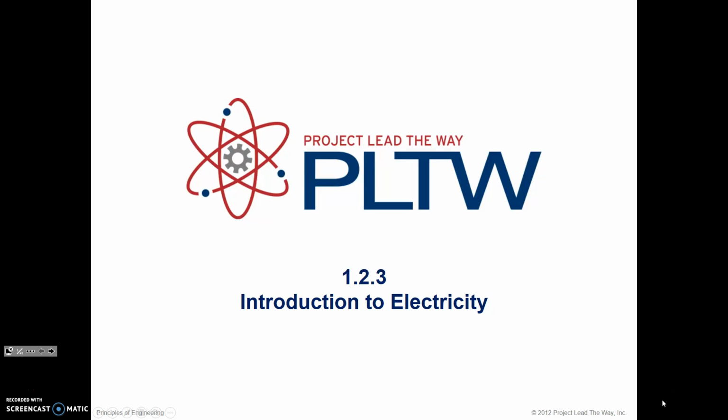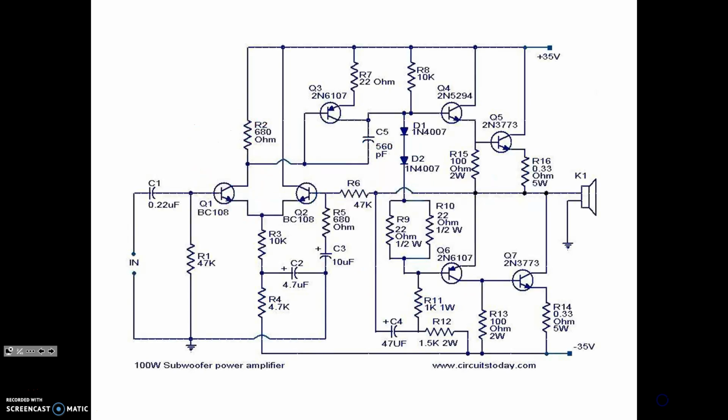Welcome to POEs 1.2.3. This is Introduction to Electricity. If we look at a circuit diagram like this, a 100-watt subwoofer amplifier circuit diagram, this looks complicated, and it is complicated. But today we're going to be talking a lot about what is electricity, how does electricity work, and eventually be able to understand circuit diagrams.